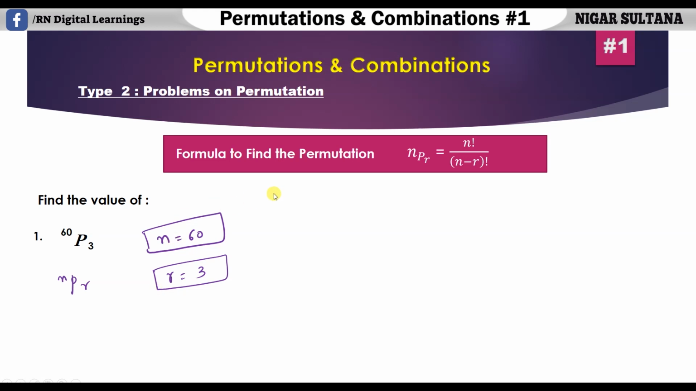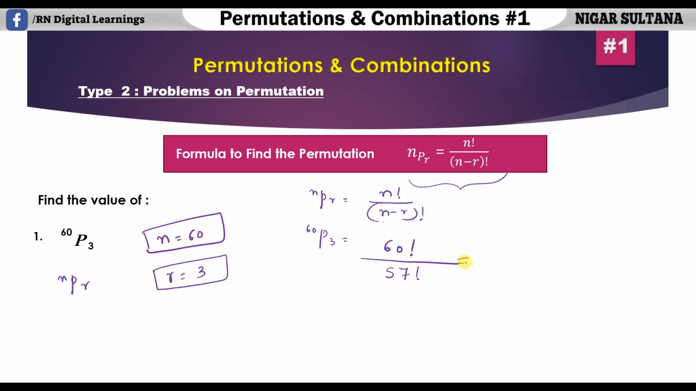These are the problems based purely on permutation. This is our type 2 problem. n value is 60 and r value is 3. Now substitute these two values in this formula. So what is n factorial? That is 60 factorial. nPr is equal to n factorial divided by (n minus r) the whole factorial. Now substitute the values of n and r. n is 60 factorial divided by n minus r, that is 60 minus 3 is 57 factorial.